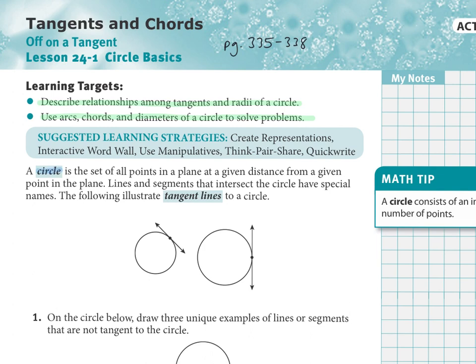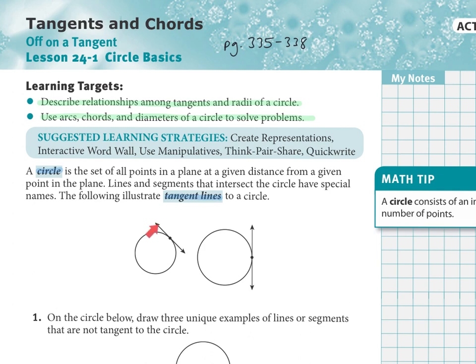It says a circle is the set of all points in a plane at a given distance from a given point in the plane. Lines and segments that intersect the circle have special names. The following illustrates tangent lines to a circle. So we can see we have a circle, and we are looking at all points in the plane that are the same distance from a given point in the plane. So we're really going to be looking at the center of our circle, and all the points on the outside are the same distance away from that center.